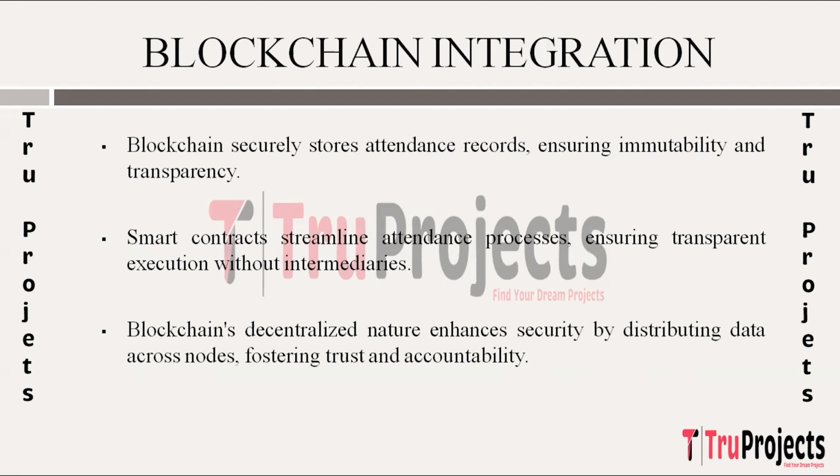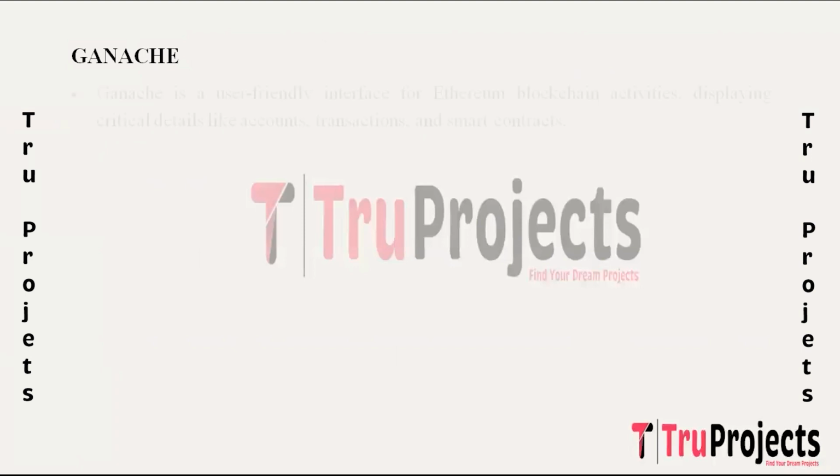The decentralized nature of blockchain ensures that attendance data is distributed across multiple nodes, reducing the risk of a single point of failure or unauthorized access. Additionally, the transparent nature of blockchain allows stakeholders to verify the integrity of attendance records, fostering trust and accountability in the system. And we have used Ganache in this project.